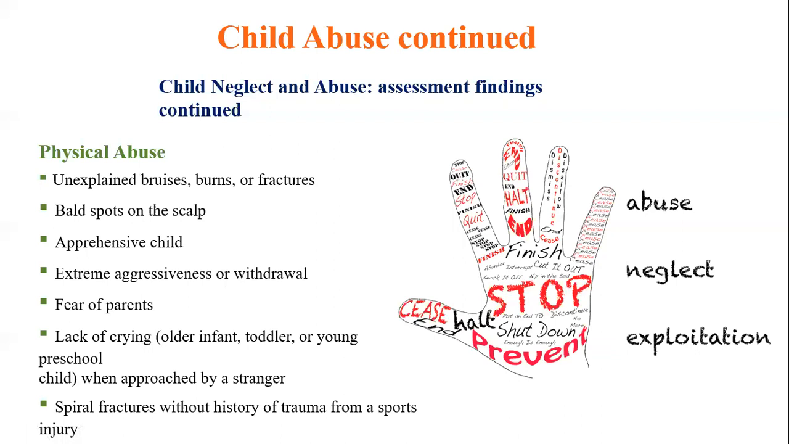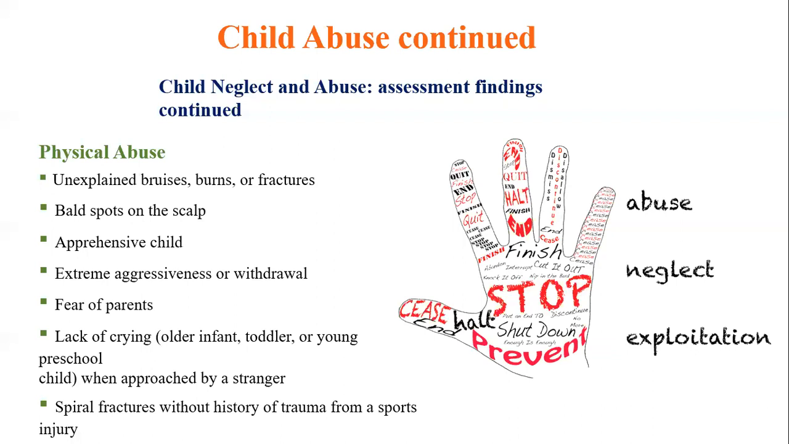So the signs of abuse, particularly physical abuse: incompatibility between the story and injury, or multiple injuries in various stages of healing. Multiple injuries in various stages of healing is a sign of physical abuse, or bruising on cheek, neck, genital organ, buttock, or back. So it means abuse.